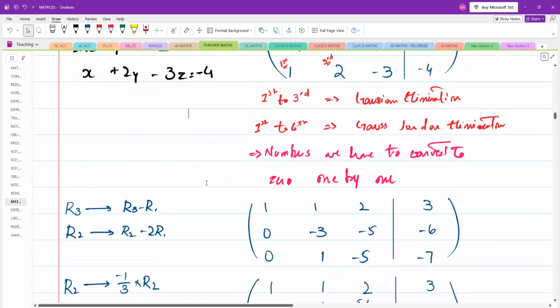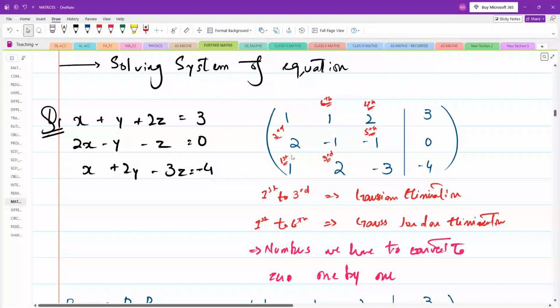First of all, what we are going to be doing is that we need to convert this into a 0. Okay, how do we do that? We are going to be doing something called row operations. First of all, we are going to be writing this into an augmented matrix. Okay, we converted this into an augmented matrix. How did we do that? You can see this.